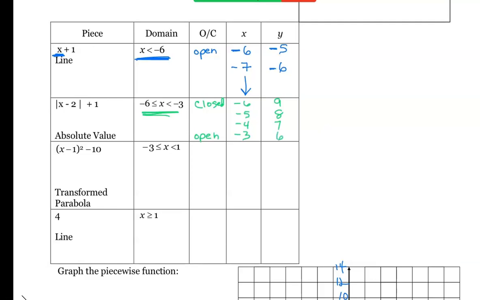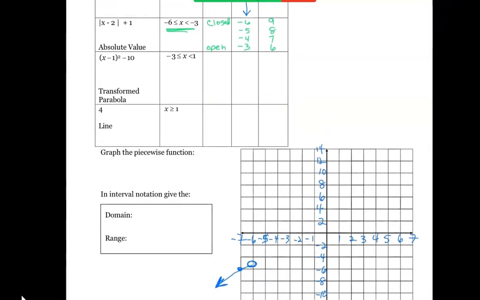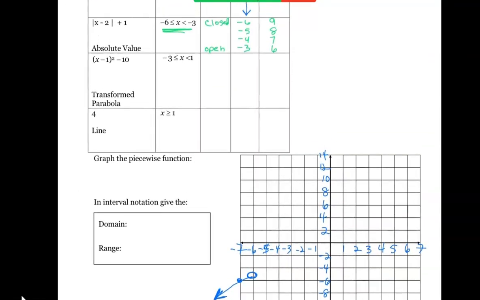Okay, so we're going to graph this now. So come on down, and let's see what we have. -6 and +9. Okay, so -6 and +9 is up here, right in the middle, and it's closed, so it's going to be filled in. Okay, that makes sense because right below it is an open circle, so I know I'm okay. Then -5 and 8.